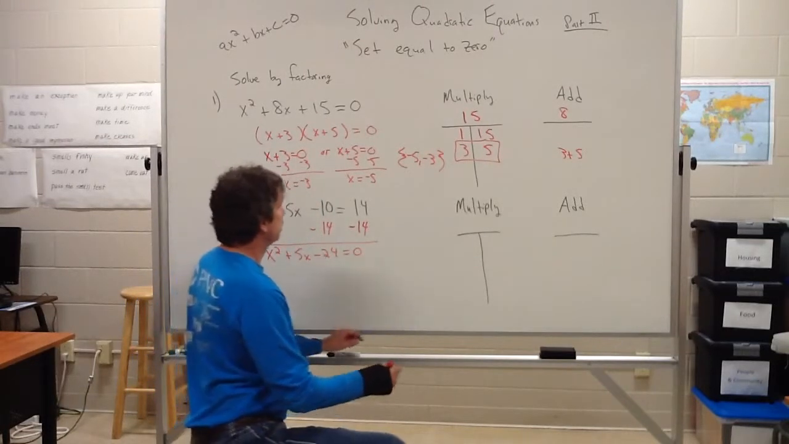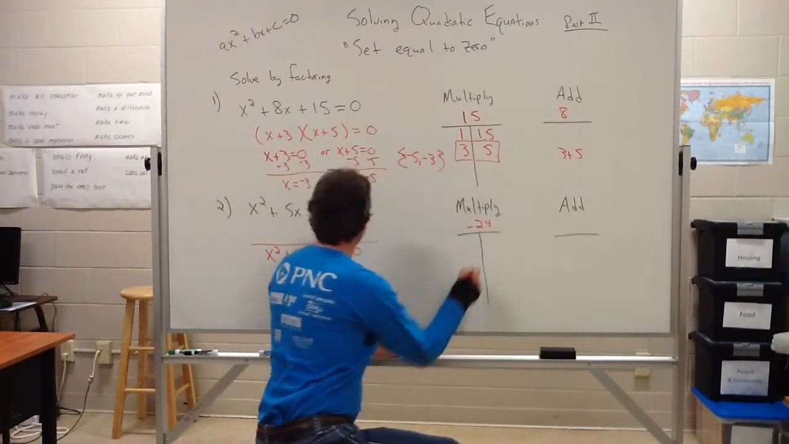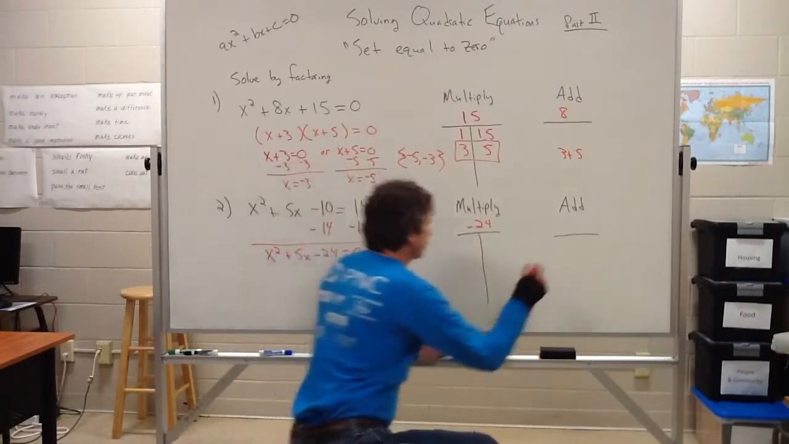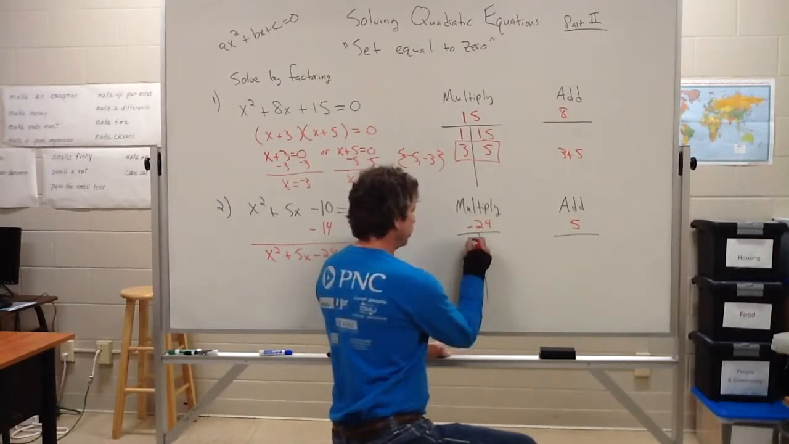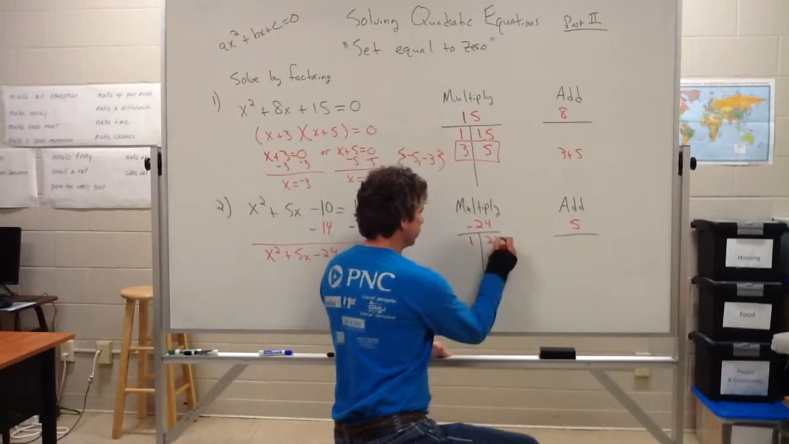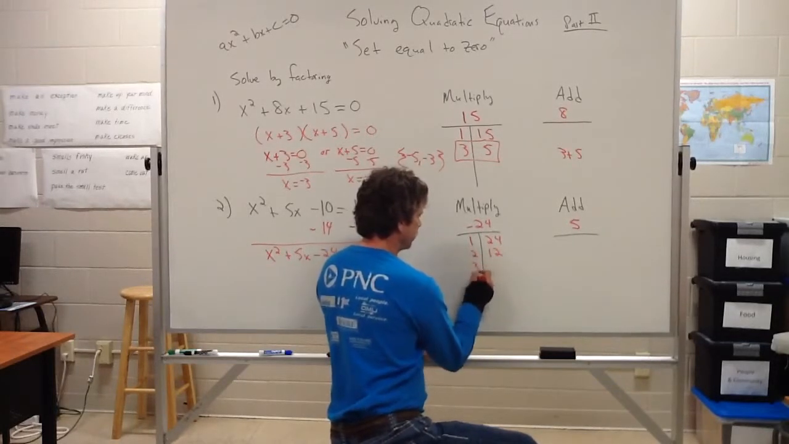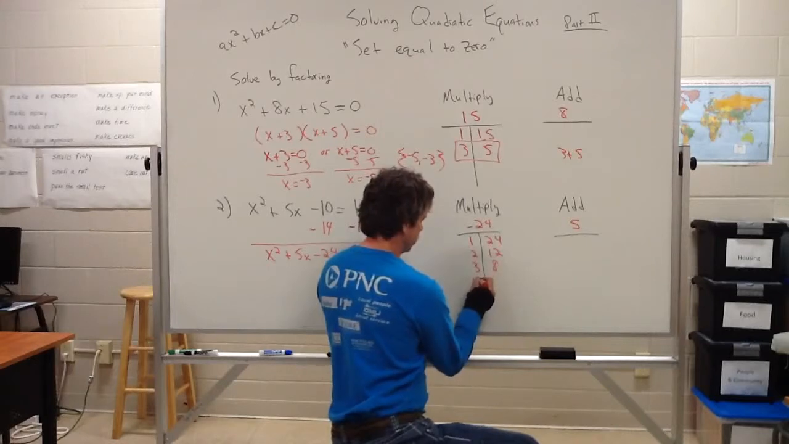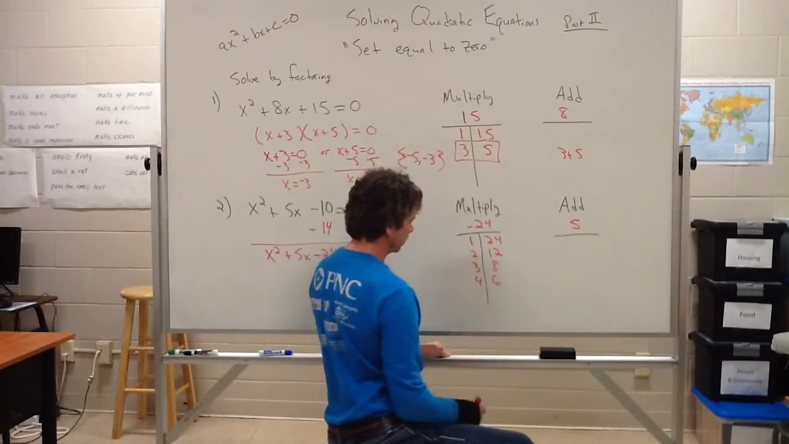Now we're ready to focus on our mama. The negative 24 is my multiplication piece. The adding piece is that 5. To get a 24, we know 1 times 24 is 24, 2 times 12 is 24, 3 times 8 is 24, 4 times 6 is 24. 5 doesn't work, 6 is there.